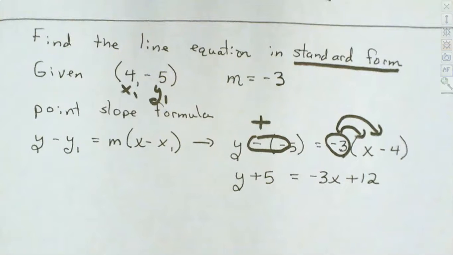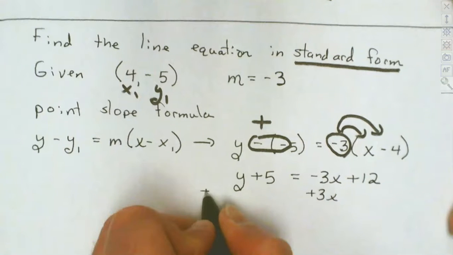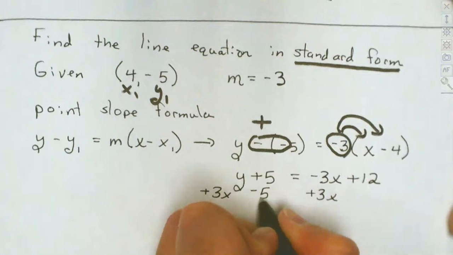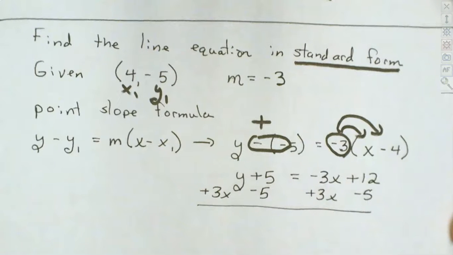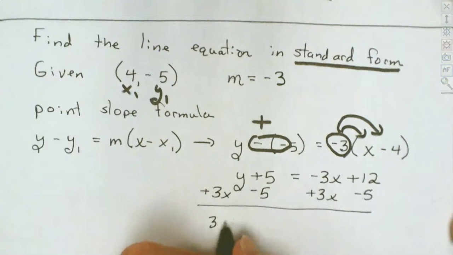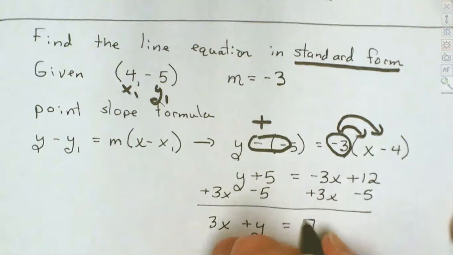Now, we're not going to solve it for y. We need to solve it to where it's in standard form, don't we? So right so far. How do we get this in standard form? Well, the x needs to be moved to the left, and the 5 goes to the right. So now we have our answer in standard form, which is 3x plus y equals 12 minus 5. That leaves you with a 7.